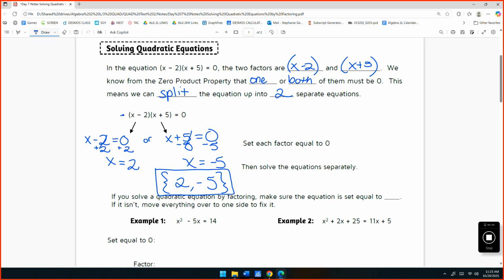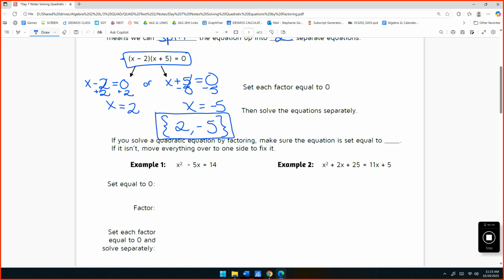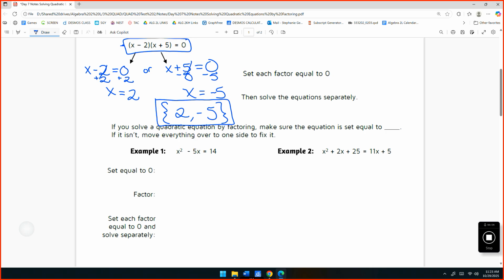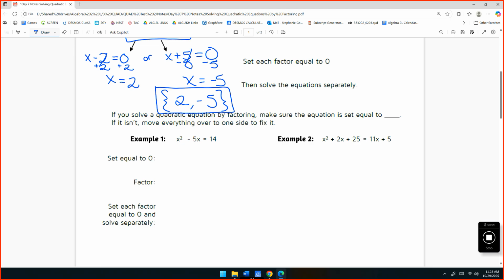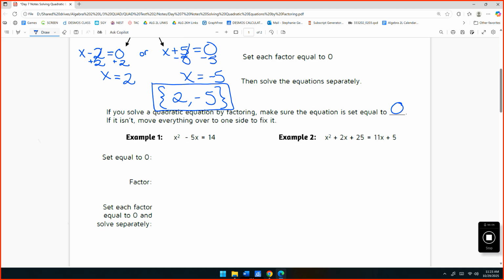Okay, now the only thing is we got to make sure we're looking at equations like this, right? This whole thing only works if you have factors. So what do you do if it's not factored? Well, you factor it. That's why we spent like a week on factoring, right? So if you solve a quadratic equation by factoring, make sure the equation is set equal to 0. So you have to have everything on one side and 0 on the other side. If it isn't, move everything over to one side to fix it.